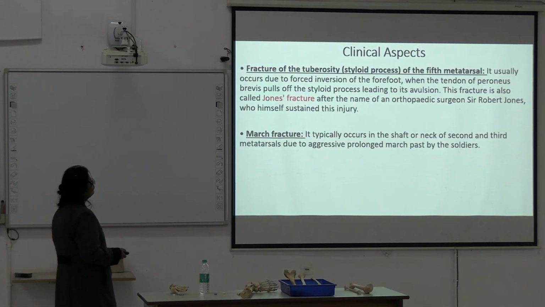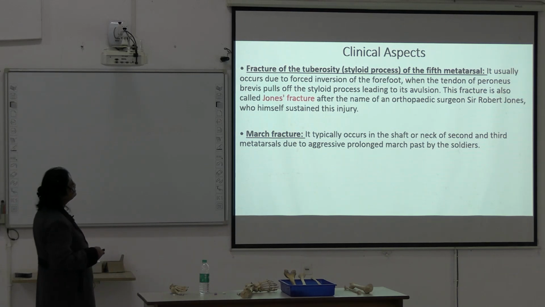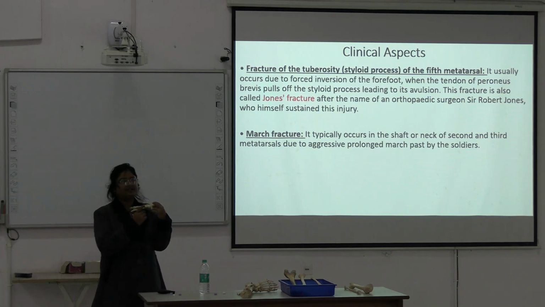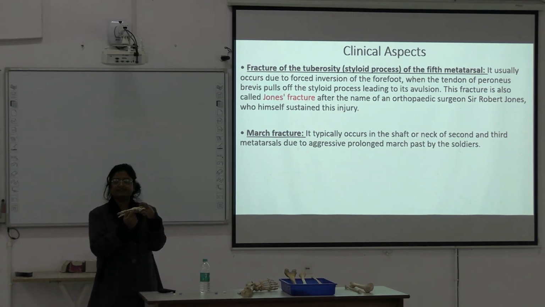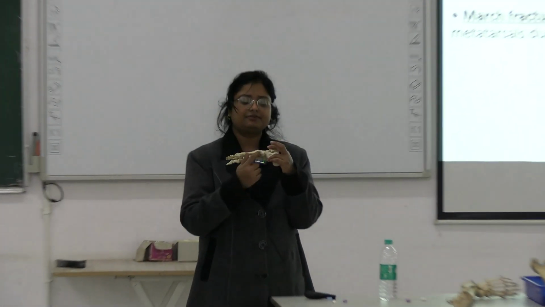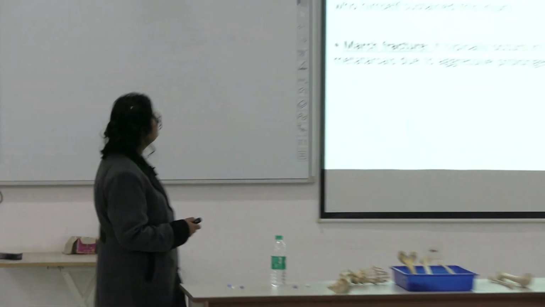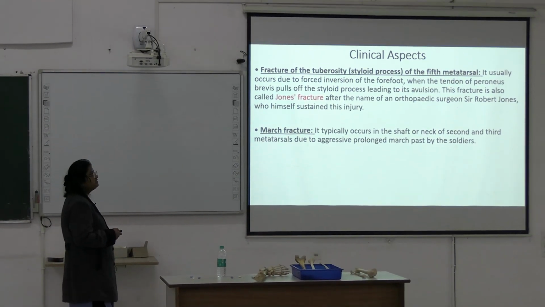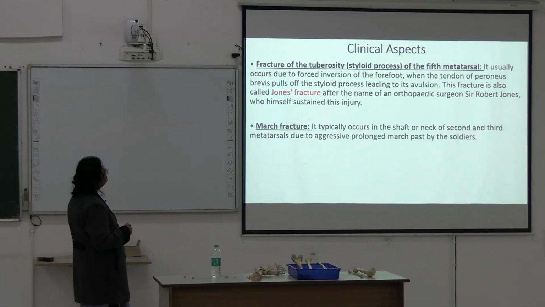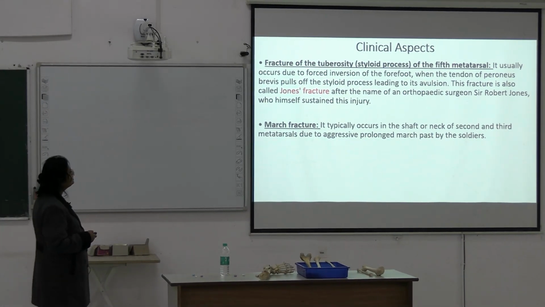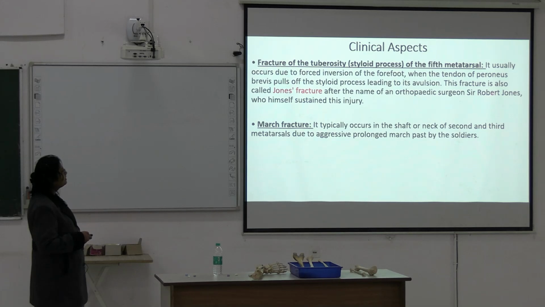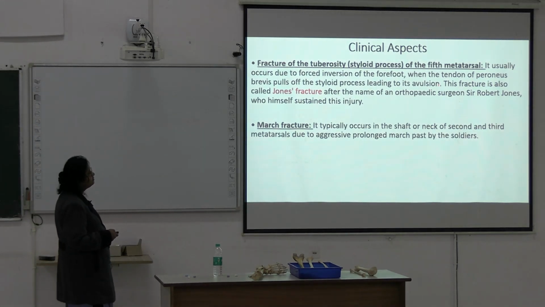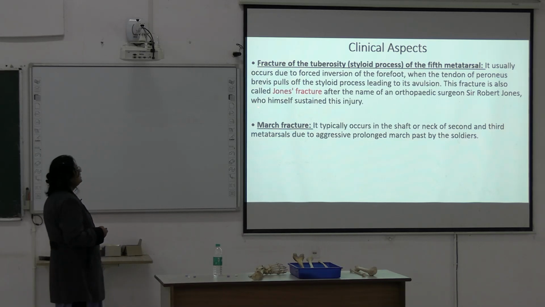Next is fracture of tuberosity or styloid process of fifth metatarsal. Here you can see this fifth metatarsal has a proximal projecting part. This is known as styloid process of the fifth metatarsal. So, fracture occurs here. It usually occurs due to forced inversion of the forefoot, when the tendon of peroneus brevis pulls off the styloid process, leading to its avulsion. And this fracture is also called Jones fracture, after the name of orthopedic surgeon Sir Robert Jones, who himself sustained this injury.